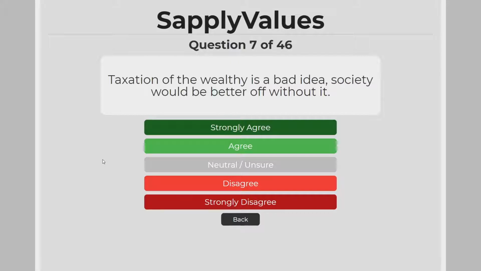Taxation of the wealthy is a bad idea. Society would be better off without it. Strongly disagree. Taxation of the wealthy is a good thing, because if the wealthy keep getting wealthier, then the poor will keep getting poorer. Yeah, I just really don't get this question, but okay.